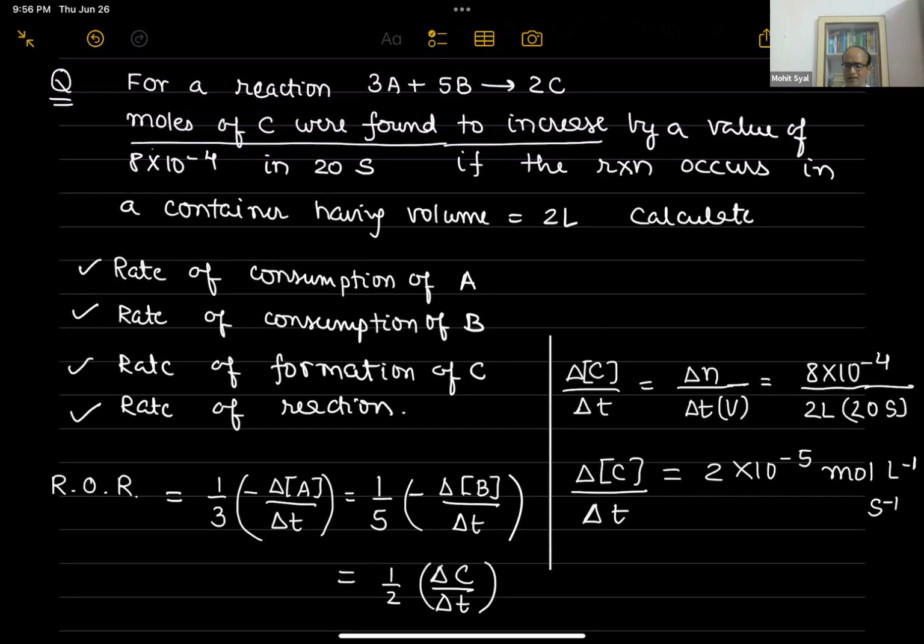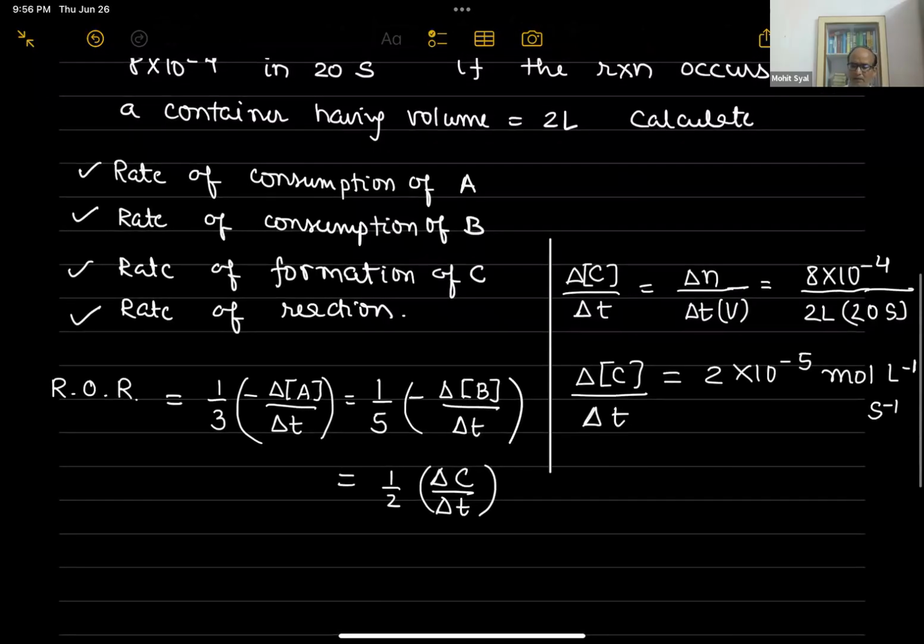Delta C by delta t is 2 into 10 to the power minus 5. This is the rate of change in concentration of C. It is not the rate of the reaction; it becomes the rate of the reaction when you divide it by its stoichiometric coefficient. The stoichiometric coefficient was 2. Got it? So this, I hope, is clear.